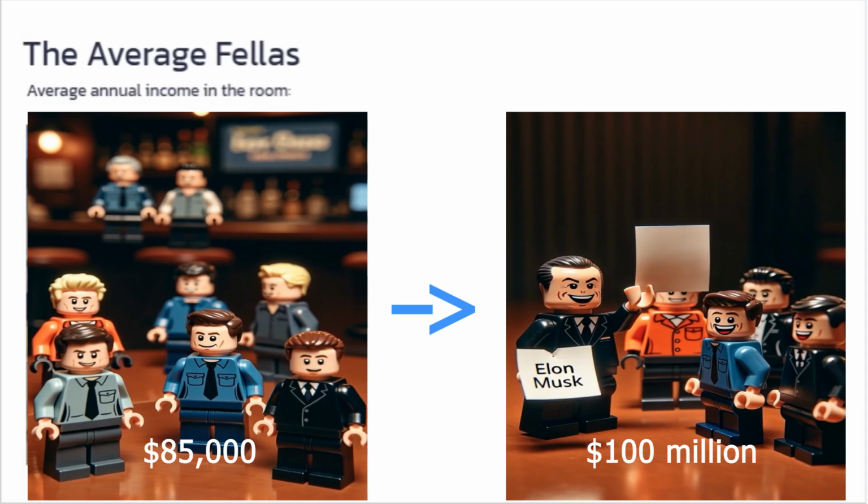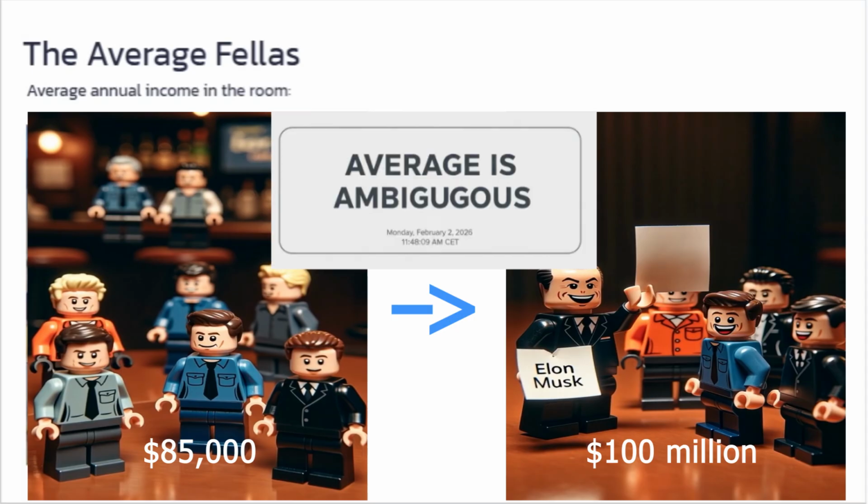So what happened here? This is an example of an ambiguous average, a statistical plot twist where the numbers can tell a legal truth while telling a total lie.